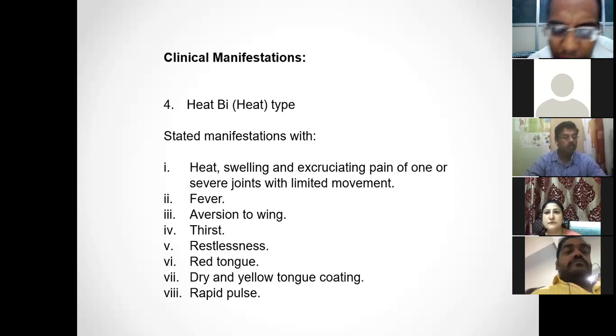Heat and swelling and excruciating pain of one or several joints with limited movement, fever, aversion to wind, thirst, restlessness, red tongue, dry yellow tongue coating, and rapid pulse. This is heat Bi syndrome.